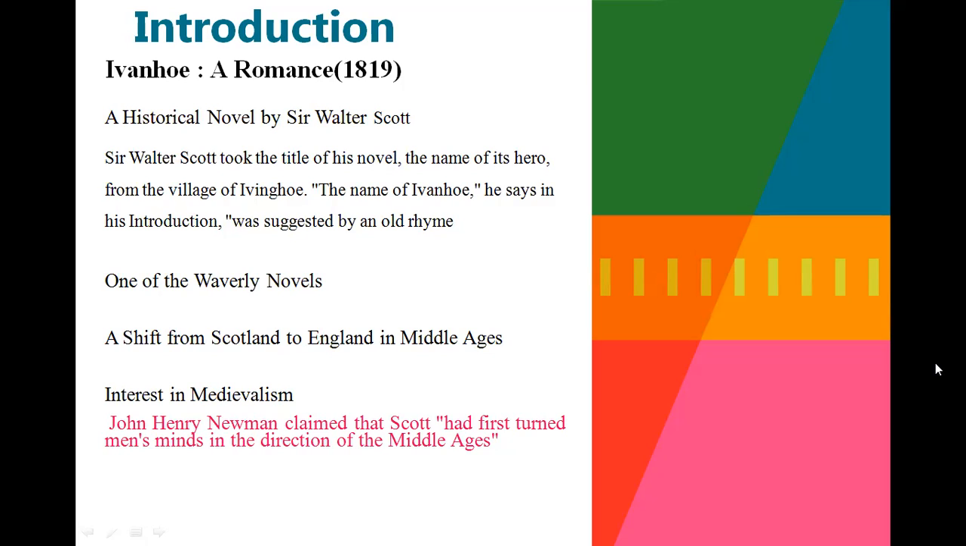A shift from Scotland to England in the Middle Ages. In earlier historical novels, Sir Walter Scott set his story in Scotland. But in this novel, Ivanhoe, you will find a shift from Scotland to England in the Middle Ages. Interest in medievalism: this novel is set in 12th century England, having colorful description of the tournament, chivalry, witchcraft, outlaws, and the division between the Jews and Christians. All these things are described with vivid details in this novel. John Henry Newman claimed that Scott had first turned men's minds in the direction of the Middle Ages.